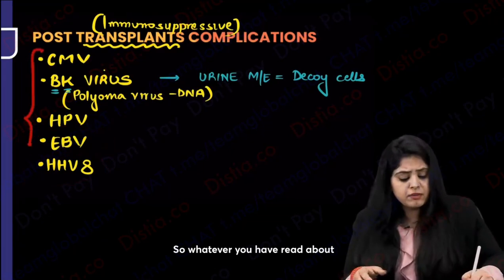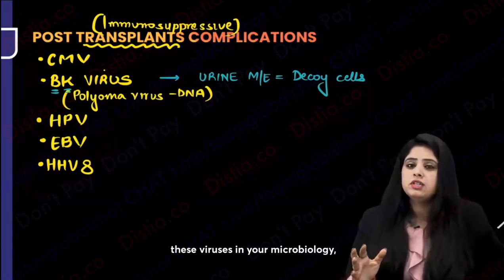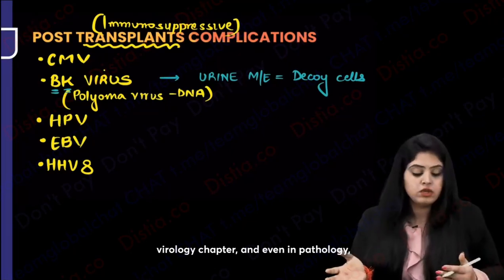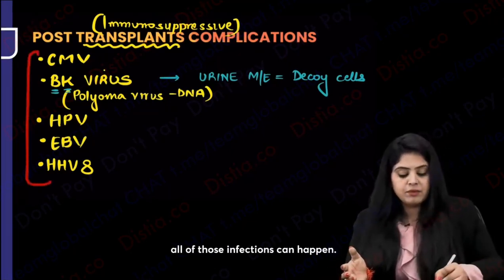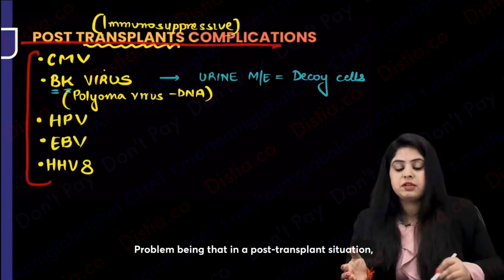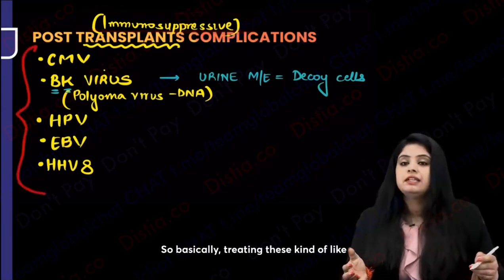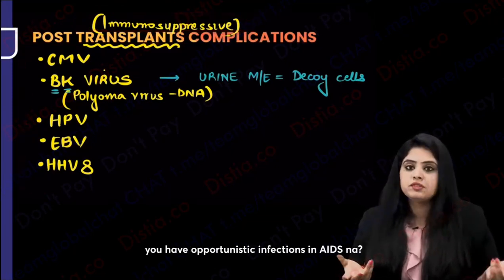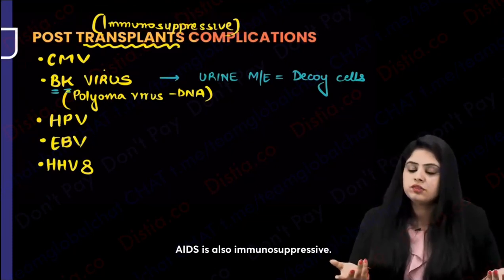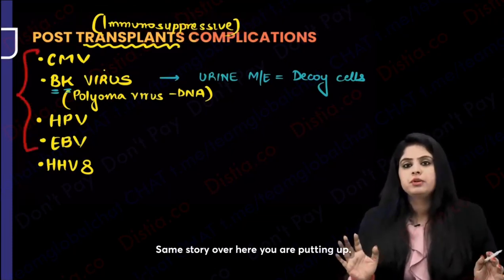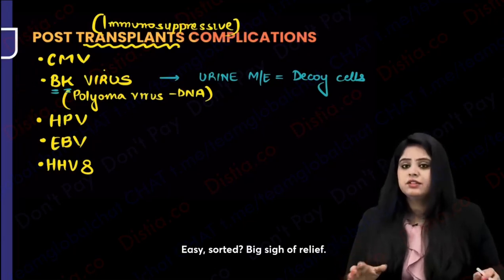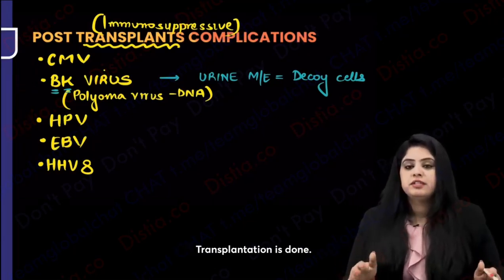So whatever you have read about these viruses in your microbiology, virology chapter, and even in pathology, all of those infections can happen. The problem is that in a post-transplant situation, my patient is in an immunosuppressive state. So treating these is like opportunistic infections in AIDS; AIDS is also immunosuppressive. Same story over here. Easy, sorted, big sigh of relief, transplantation is done.